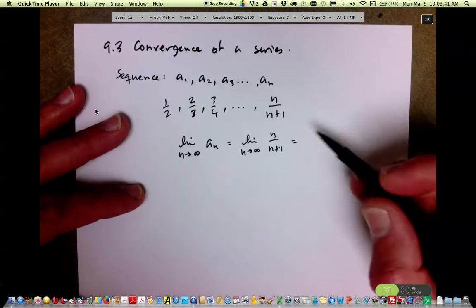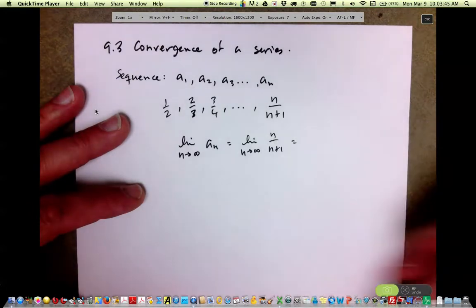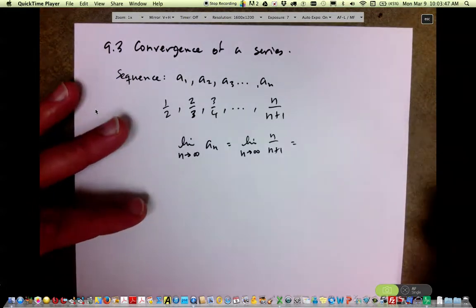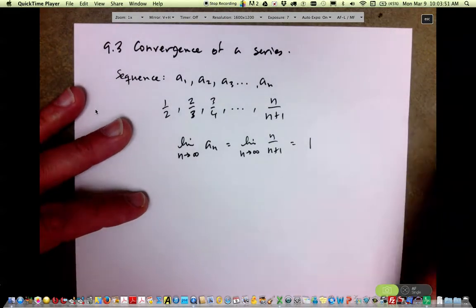You're going to see that a lot of these problems you can also apply L'Hopital's rule. As n goes to infinity, this goes to an intermediate form of infinity over infinity. Take the derivative of the numerator and denominator, and you're going to get 1 either way.